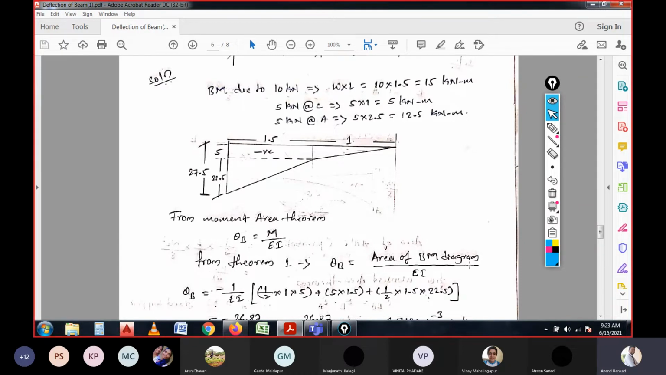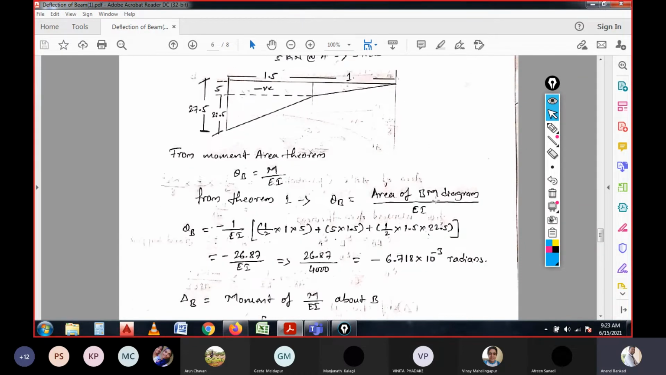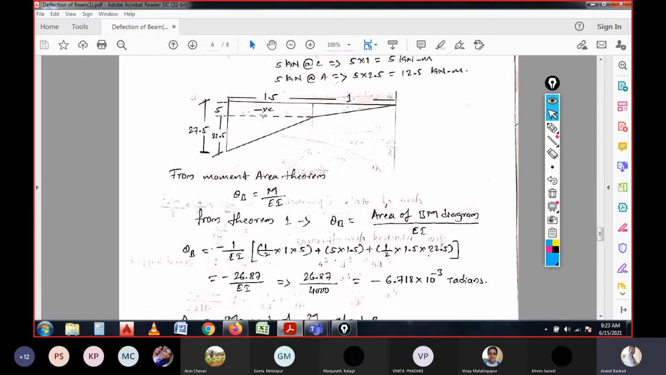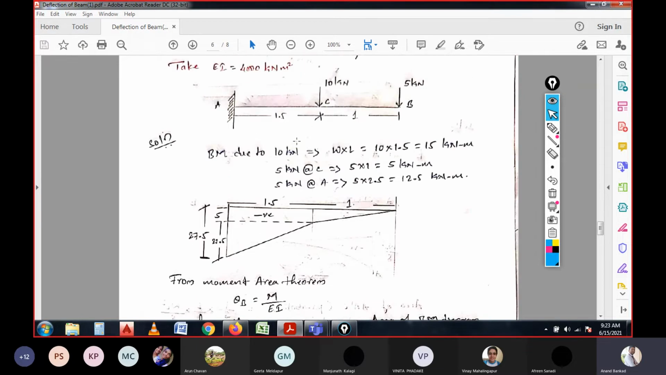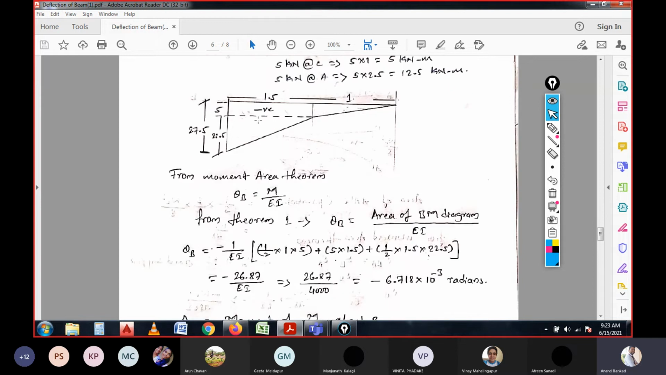So for theta B, the area under the bending moment diagram is what we have drawn, the bending moment for the loads, right? So for these loads, what are the areas? That is what we need to consider. So now I will consider this as 1, this as 2, and this as 3. However, you can consider any of the parts as 1, 2, and 3. But here I have considered this part as 1, this part as 2, and this part as 3.